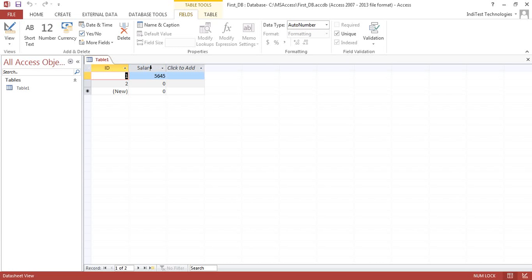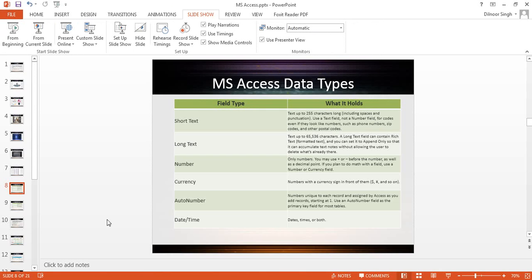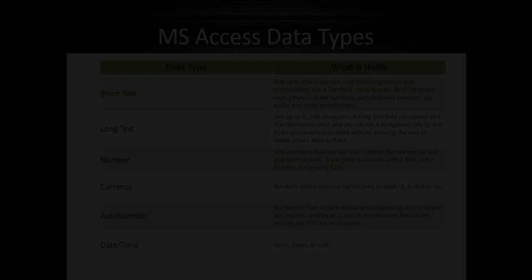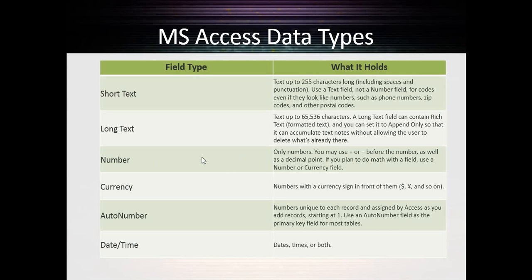Now, what is the significance of assigning a numerical data type to the field or the variable salary? As you would notice in this table that I have prepared for letting you know about the data types available to us in MS Access, for the number data type, the only thing that can go into the fields which have a numerical data type is numbers. You may use plus or minus before the number as well as the decimal point, but if you plan to do math with a field, use a number or a currency field.